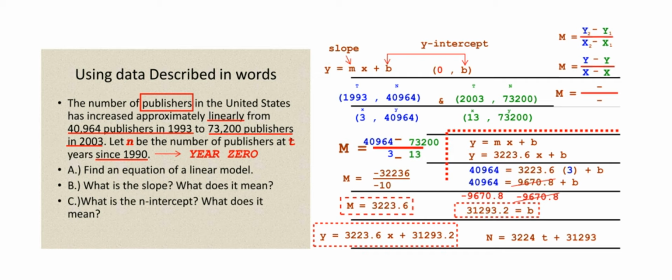And that finally makes more sense because we have a full number of publishers per year. So our number of publishers, n, equals 3,224 times the time in years, plus 31,293 publishers. And keep in mind, we started in 1990, therefore, with 31,293 publishers. Agreed? So there is our full equation now with somewhat corrected values to make sense of the fact that they are publishers.